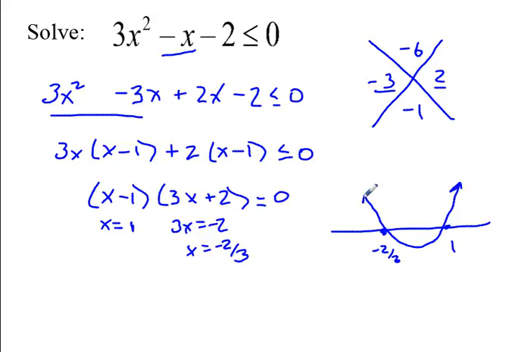So when we're asked to find when is it less than or equal to 0, well, it's equal to 0 at these two spots, and it's less than in between. So our answer is going to be everything from -2/3 to 1. And there's our final answer right there.